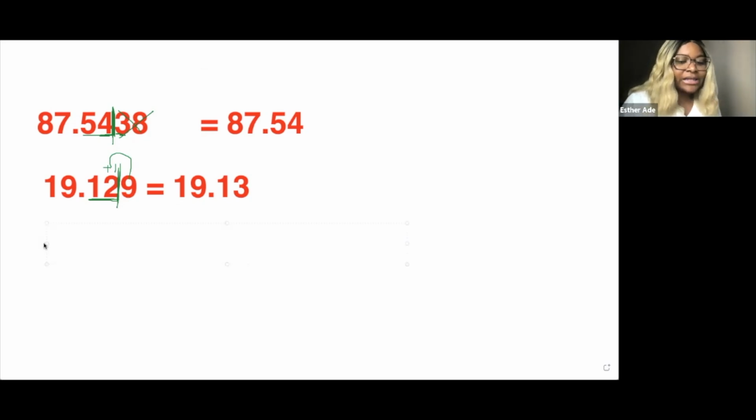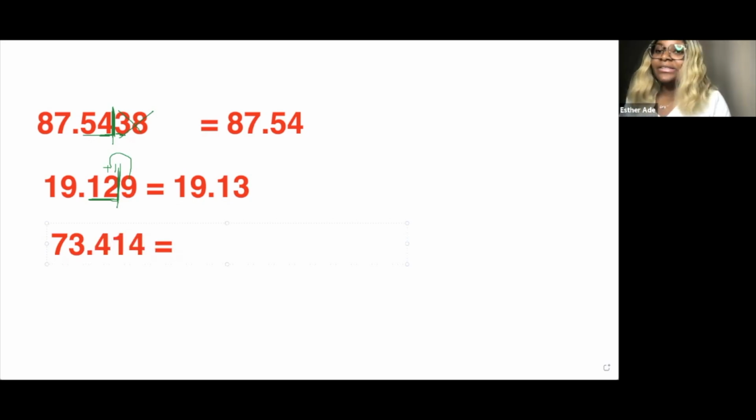And finally, 73.414. Rounding to the nearest 100th place, also known as 2 decimal places. Your final answer should be, drum roll, 73.41. All right. Because again, we're going to end right here. Lock our gate. 4 is useless to me. Get rid of it. It's not up to 5.